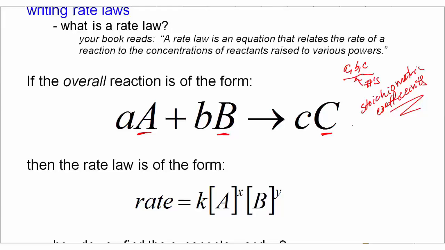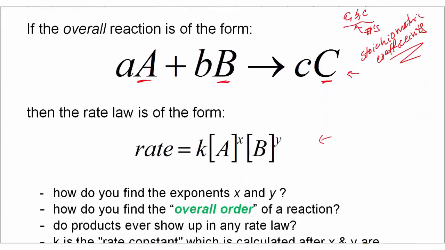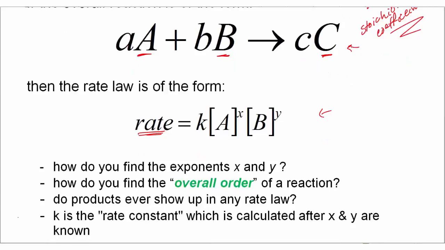Anyway, so if this is your general reaction, here's your general rate law. It's always the rate, and that's pretty much the rate that the product is being formed. It equals k. k is just called a rate constant, and it's the same for that reaction. The only way to change it is to change the temperature. But if you don't change the temperature, k won't change on you. So that's why they call it a constant, a rate constant. And we're going to get it only after we know what x and y are.